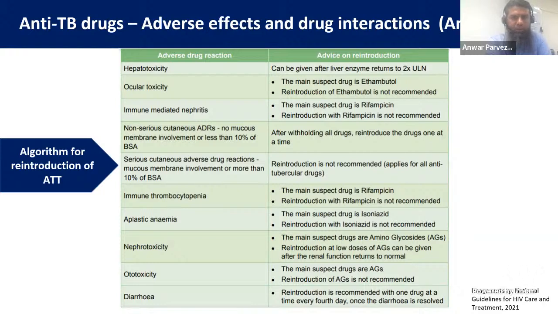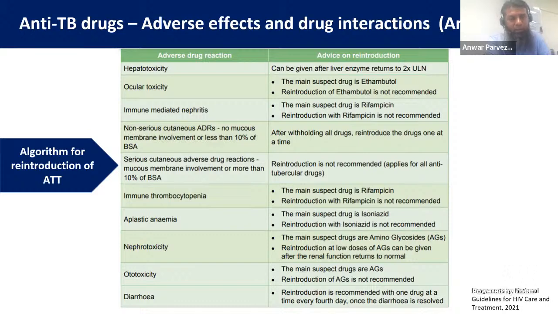There are some toxicities where you can reintroduce ART, like what we saw just now, hepatotoxicity. If the enzymes, SGOT, SGPT, or ALT or AST, have returned to below 2 times the upper limit of normal, like 40 is normal, if they are below 80, then I think you can reintroduce.